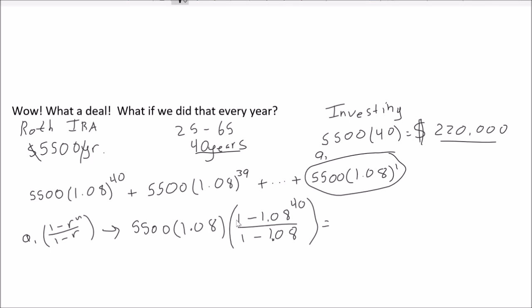And then hold on to your hats, because how much money do we have at the end of this? We have $1,538,795 and 72 cents. So we took our $220,000 and we turned it into 1.5 million. That's a pretty good deal, folks, okay?